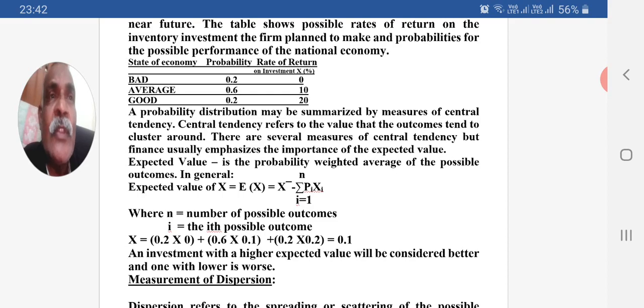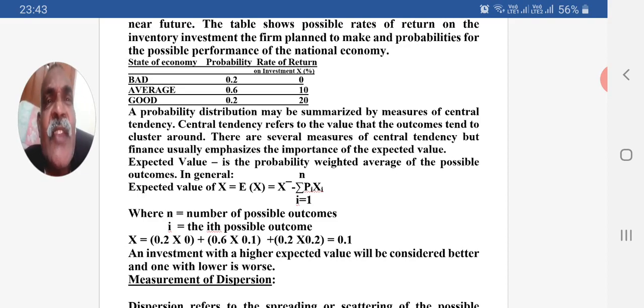Now the table shows the possible rates of return on the investment the firm plans to make and the probability for the possible performance of the national economy. Suppose there are three states of economy: bad, average, and good. And there are also probabilities, and the probability of return is also different. Suppose in the bad state of economy, the rate of return is 0 because the economy is very bad. So how much probability do you expect that your rate of return is 0%? Suppose 20%.